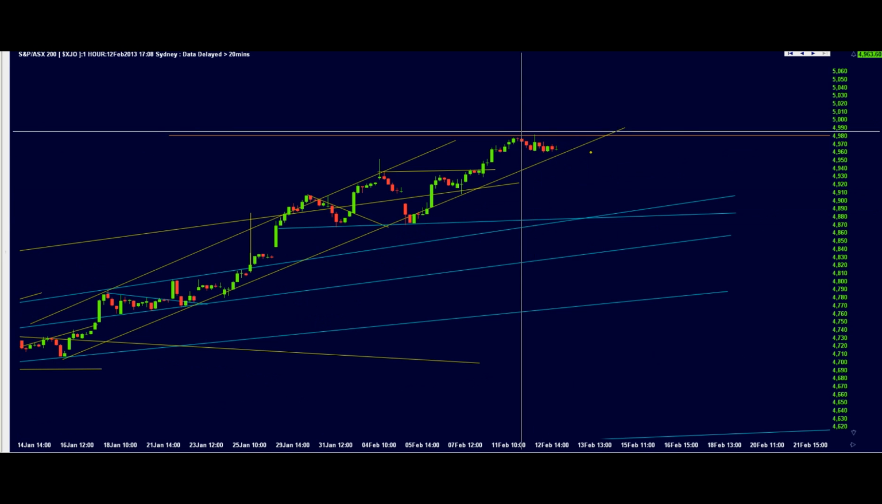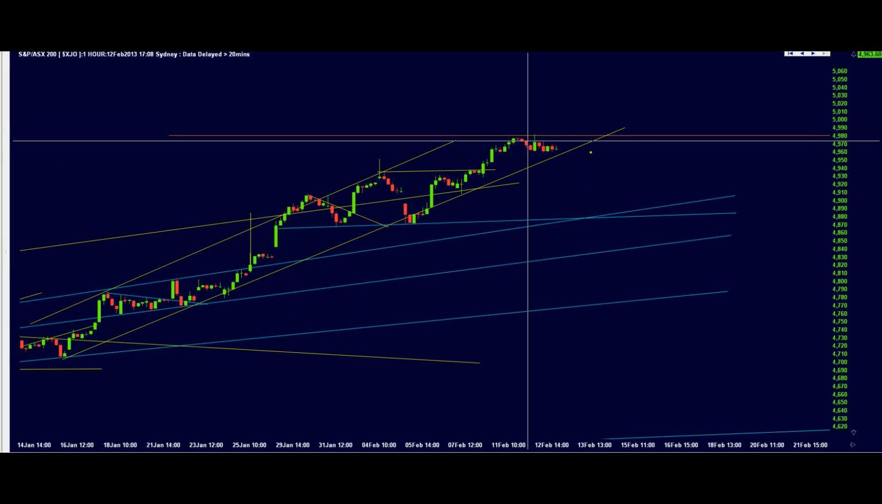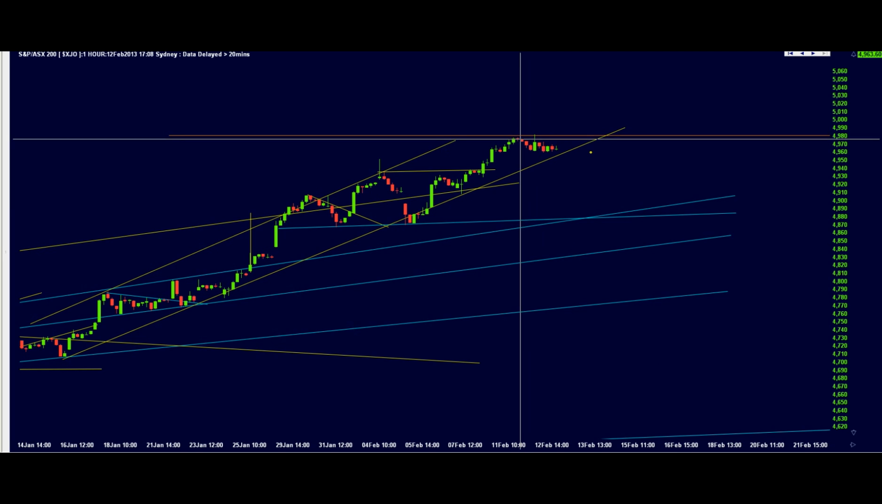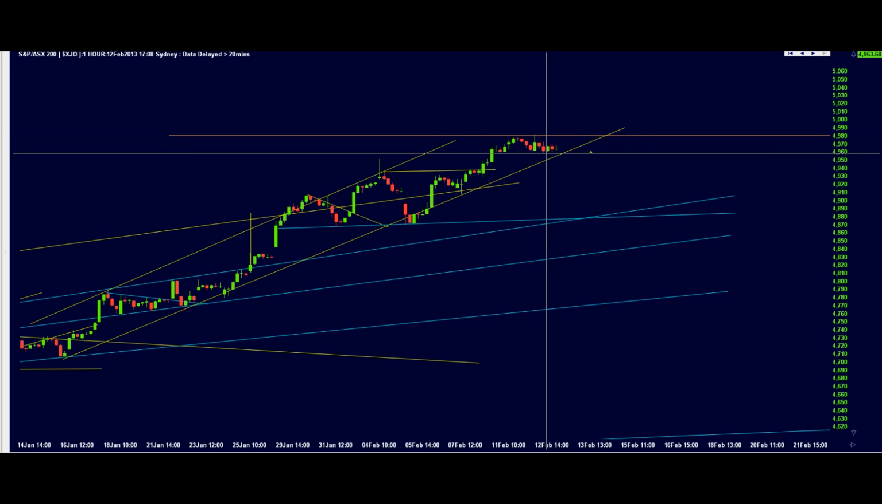Following up from yesterday's video, we were discussing that the ASX 200 came within 3 points or so of this brown line. In today's trade we came up and tested this area exactly, and then we resisted back down off it. Where do we go from here?